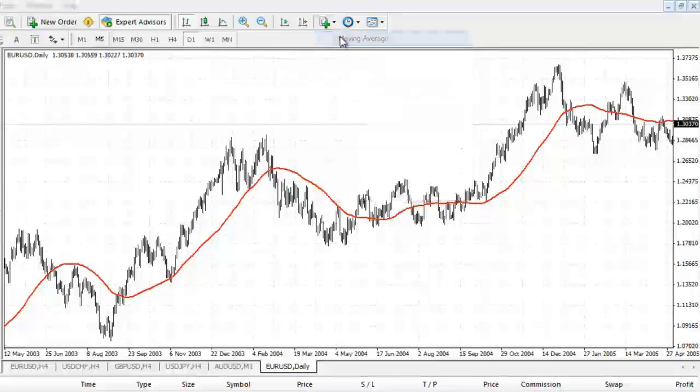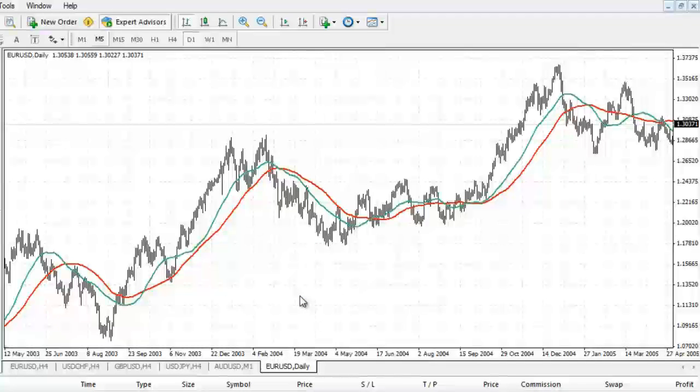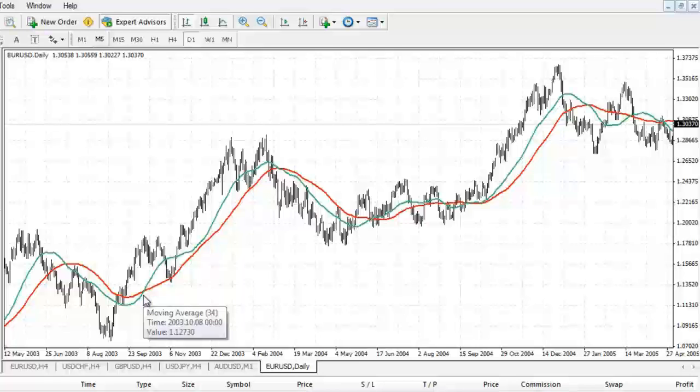So let's add a second moving average. We've already got a 55 period here. Let's add, say, a 34 period. Now if you plan on taking trading signals from using 2 moving averages, what you need to look for is for the shorter term moving average to cross above the longer term moving average from below. That gives you a buy signal, and then a sell signal is given when the shorter term moving average crosses below the longer term moving average.